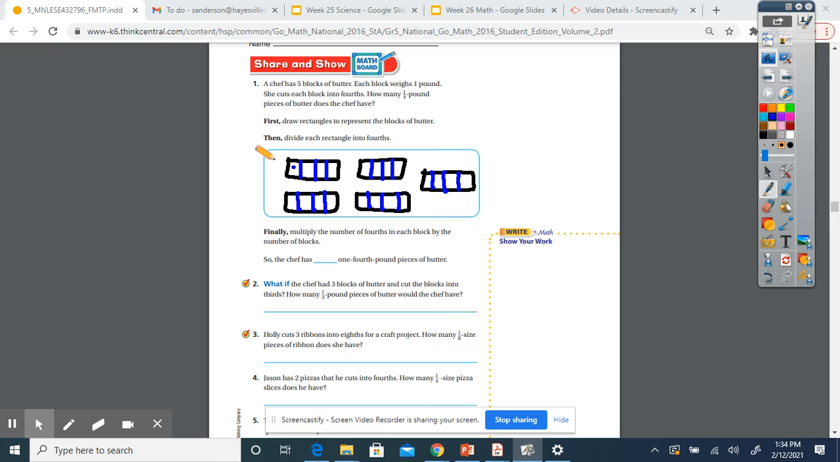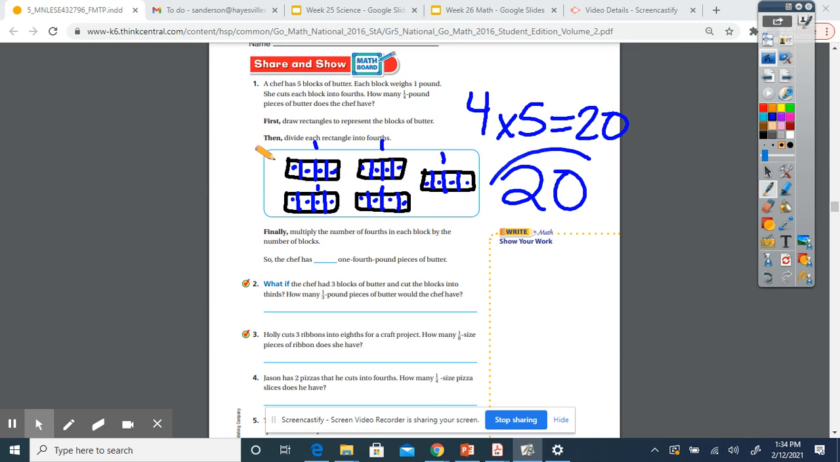I can either do this by going through and counting how many I have, or by multiplication. First I'm going to do it with multiplication. I'm going to count how many pieces are in 1 stick of butter, which are 1, 2, 3, 4, times how many pieces of whole butter I have, which is 1, 2, 3, 4, 5, which gives me 20. Or I can go through and count: 1, 2, 3, 4, 5, 6, 7, 8, 9, 10, 11, 12, 13, 14, 15, 16, 17, 18, 19, 20. So there are 20 1/4 pieces of butter that the chef has. So we'll put 20 here.